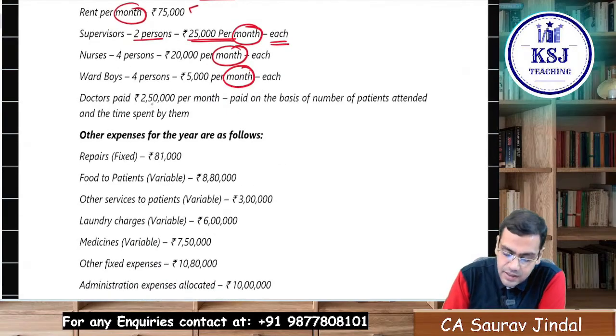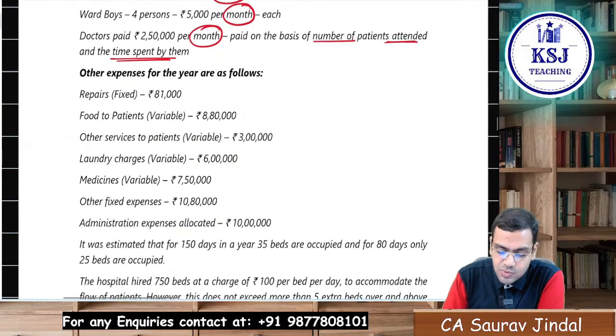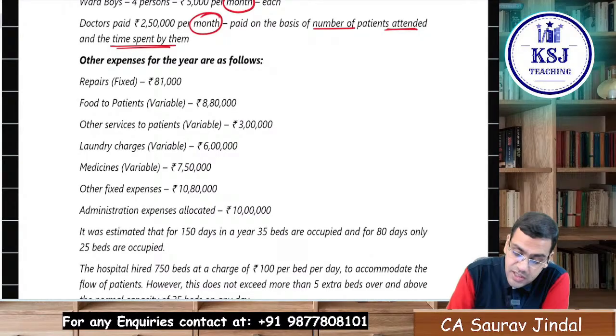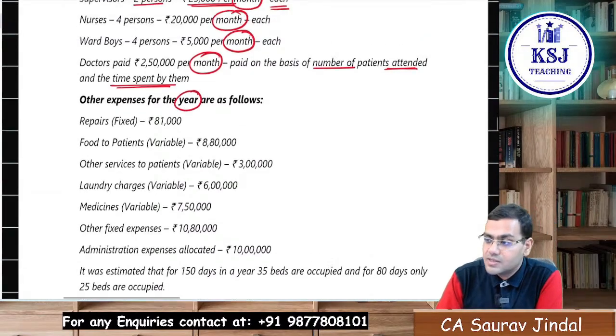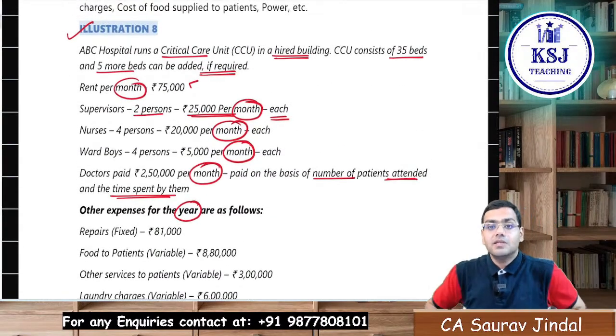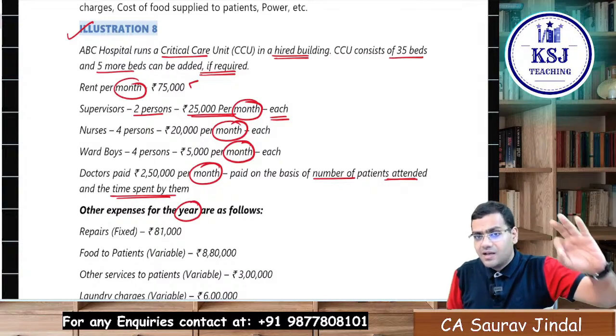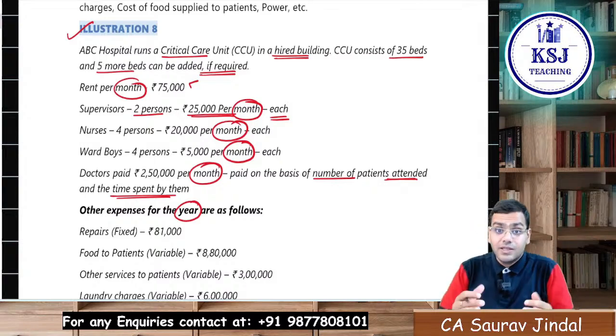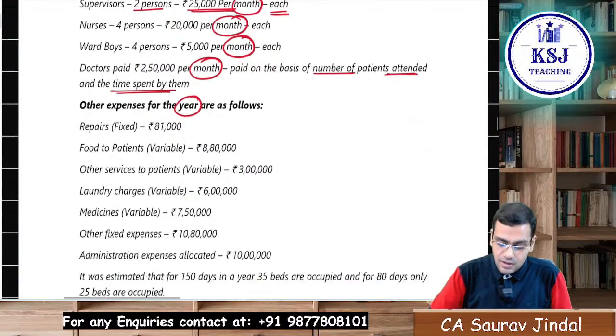Doctors are paid 2,50,000 per month, paid on the basis of number of patients attended and the time spent by them. Other expenses for the year are as follows. See why I am highlighting the things. Rent is given per month, the salaries are given per month, but the further expenses which are given are for the whole year, for the full year, right?